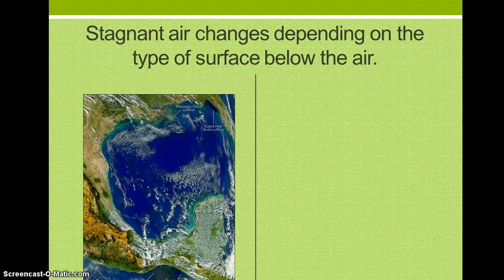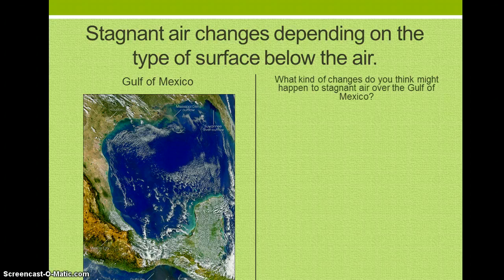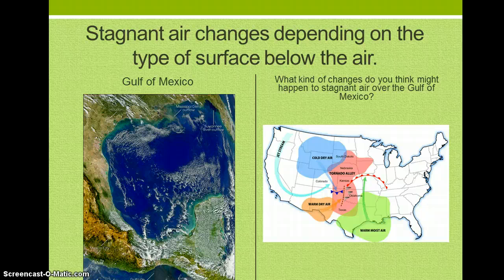As air stagnates or stands still, it changes, and the changes we see depend on the type of surface below the air. So here we have a picture of the Gulf of Mexico. What kind of changes do you think might happen to stagnant air over the Gulf of Mexico? We're going to look at this picture a little bit closer to see if our prediction was correct.